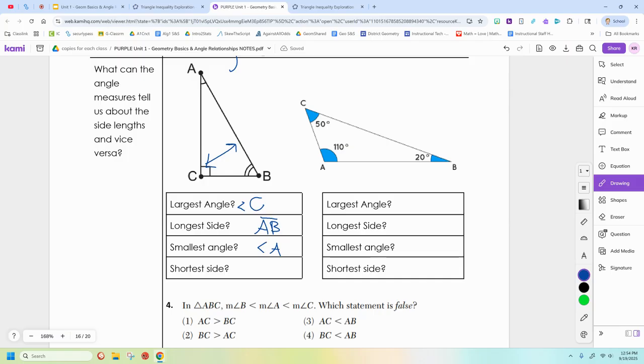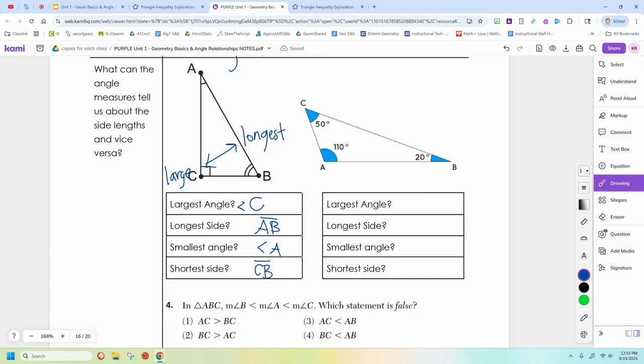What is the shortest side? CB. So, can you guys see that the largest angle is across from the longest side? Do you guys agree with that? Okay. We'll do the short one on the next picture. And the smallest angle is across from the shortest side. We'll do it on the next one.